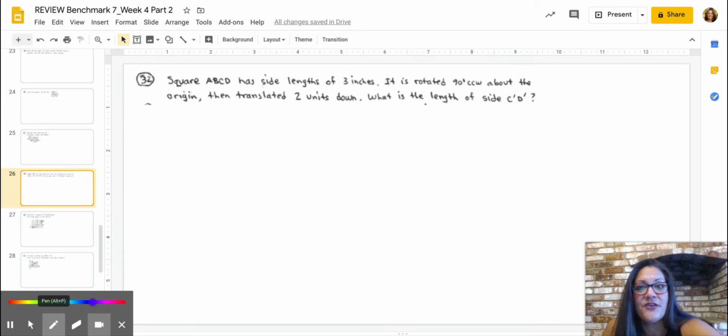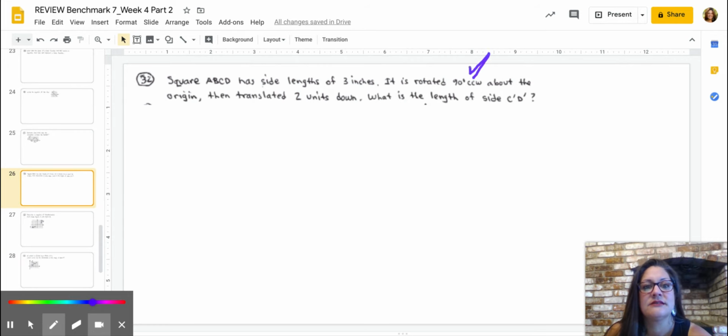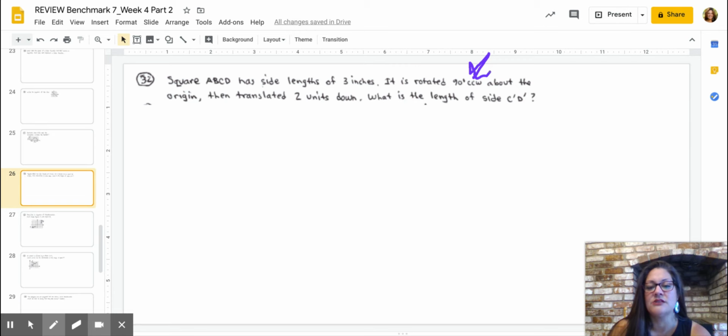Number 32. Okay, number 32. Square ABCD has side lengths of 3 inches. It is rotated 90 degrees counterclockwise about the origin, then translated, so rotated and then translated 2 units down. What is the length of side CD?